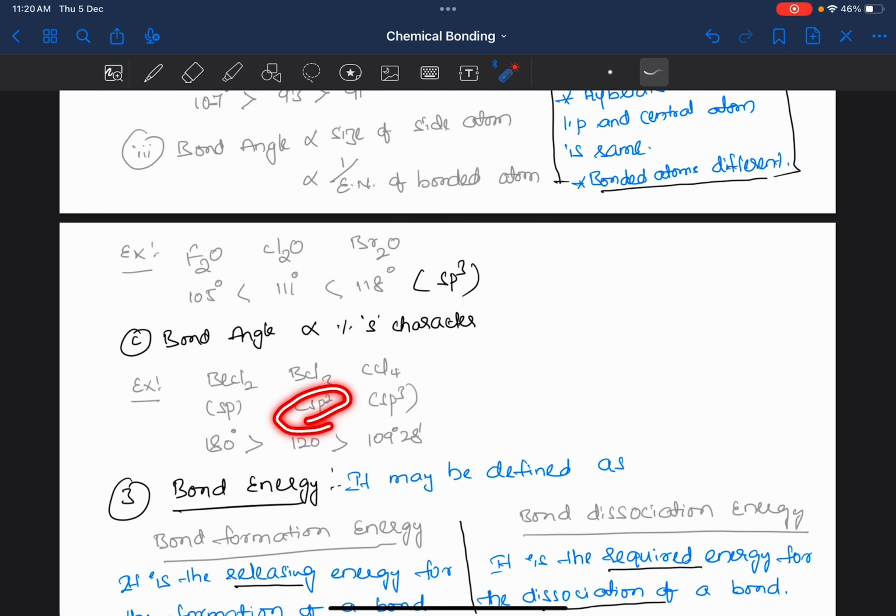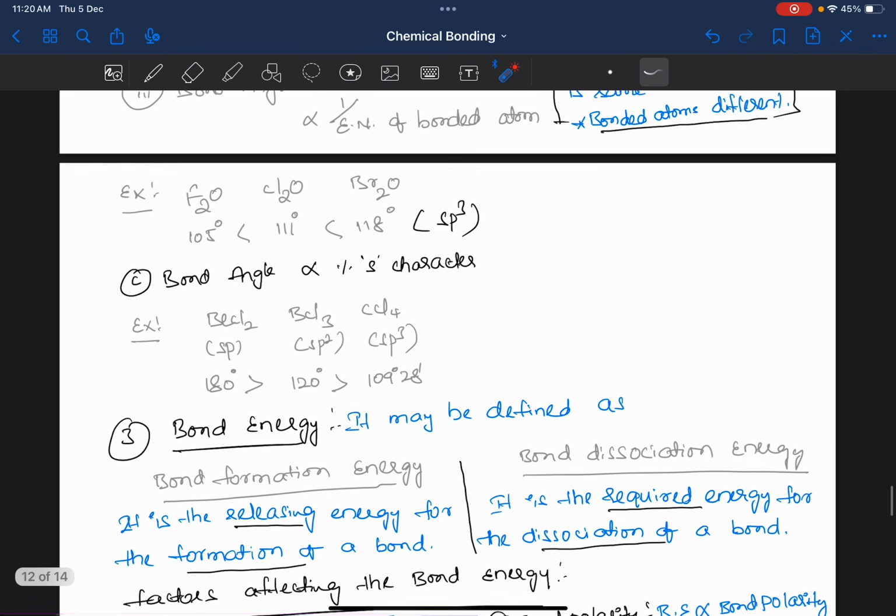And next, bond angle is more in sp2 hybridized orbitals, and next sp3. So here, the percent of s character is increasing from sp3 to sp2 to sp, and the bond angle increases from 109 degrees to 120 degrees to 180 degrees.